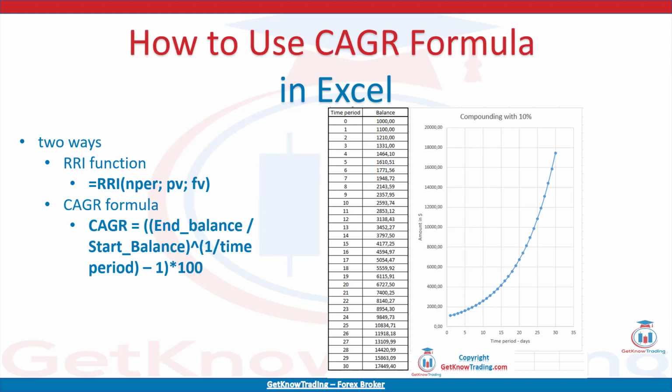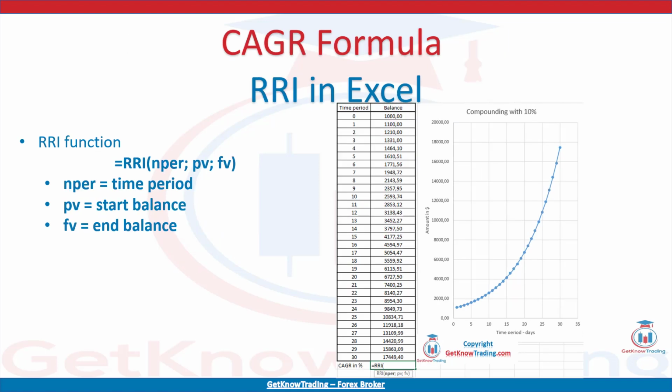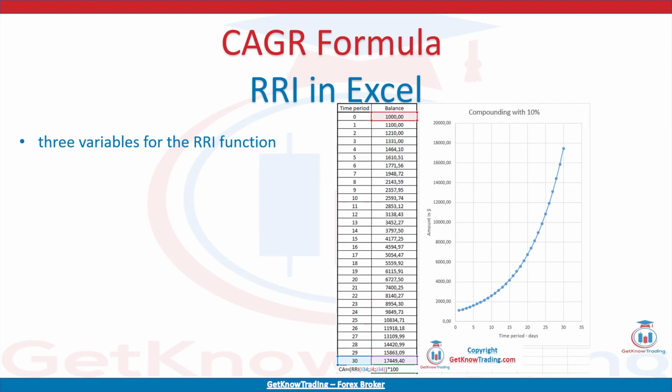How to use the CAGR formula in Excel? There are two ways you can get CAGR in Excel, and that is by using the Excel RRI function or directly entering the CAGR formula in Excel. Let me show the first way, and that is to use the RRI function. Here is the formula of the function. You see the first variable is time period, then PV is the start balance, and FV is the end balance. Here you would get the result in decimal point, and to get the result in percentage, you would need to multiply the result with 100.